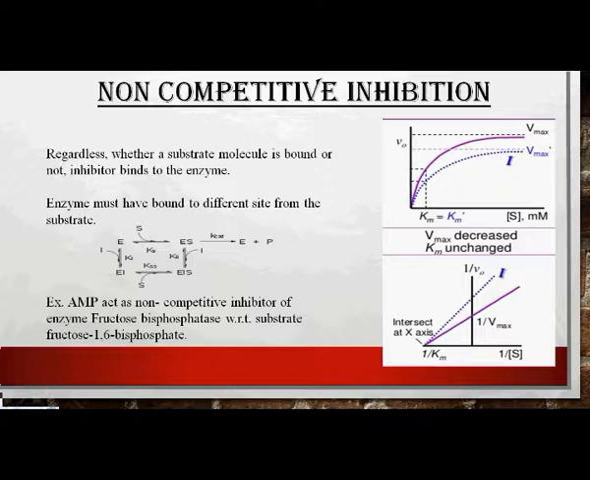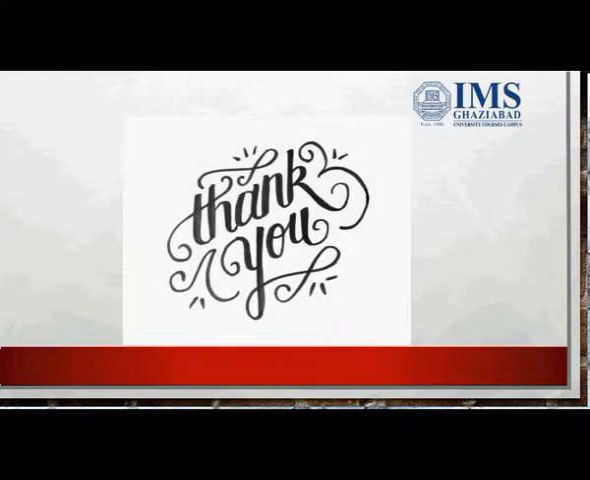In this case, the catalytic efficiency of the enzyme will be decreased but Km will remain unchanged, as we can see from this graph. An example of this type of inhibition is the AMP molecule, which acts as a non-competitive inhibitor for the enzyme fructose bisphosphatase with respect to its substrate, fructose 1,6-bisphosphate. Thank you.